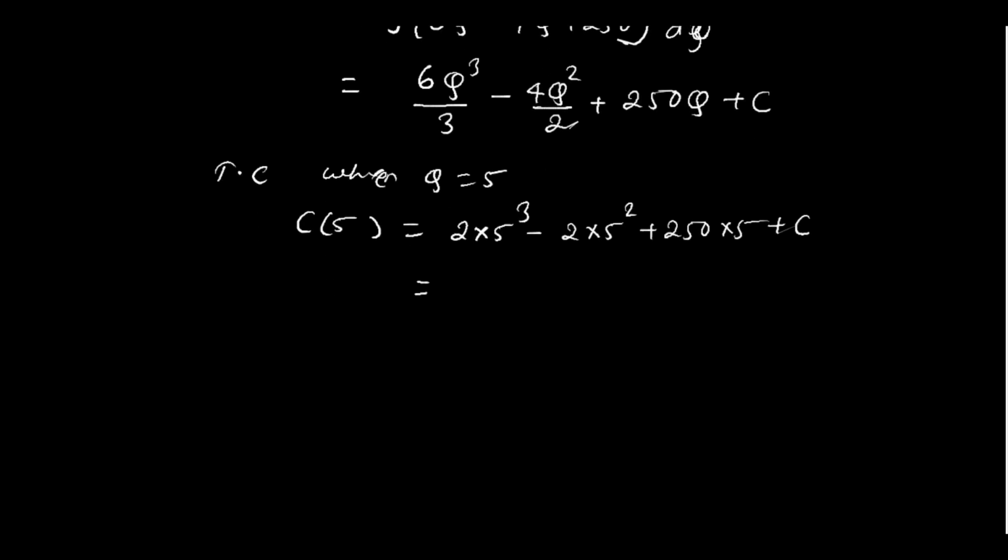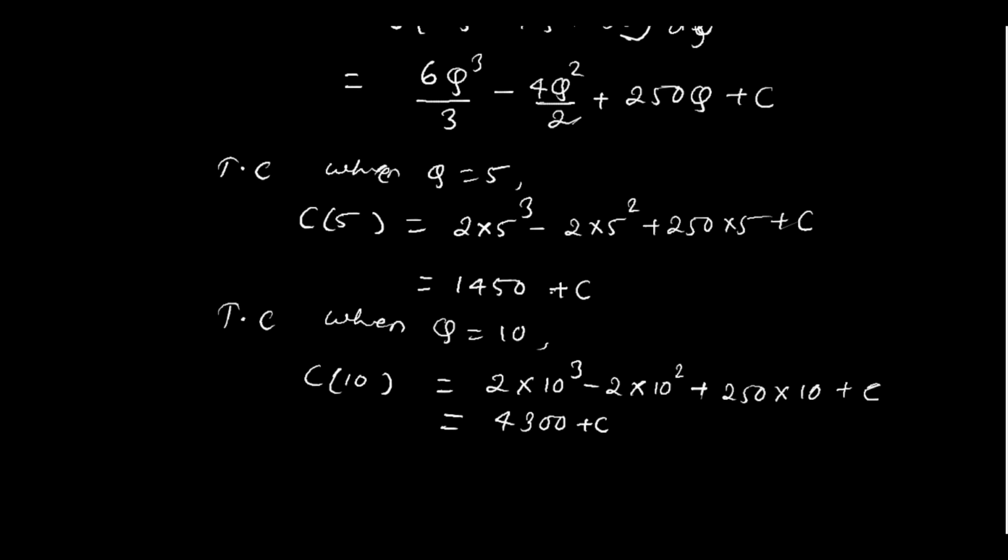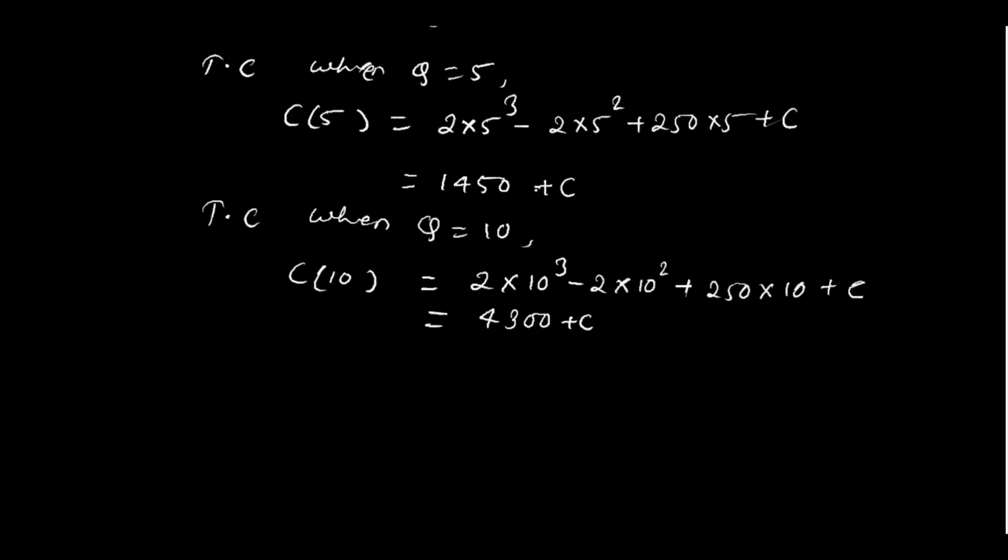Which is equal to 1450 plus c. Total cost when Q equals 10: C(10) is equal to 2 into 10 cube minus 2 into 10 square plus 250 into 10 plus C, which is equal to 4300 plus C. Now we have to find the increment when the quantity is increased from 5 to 10.